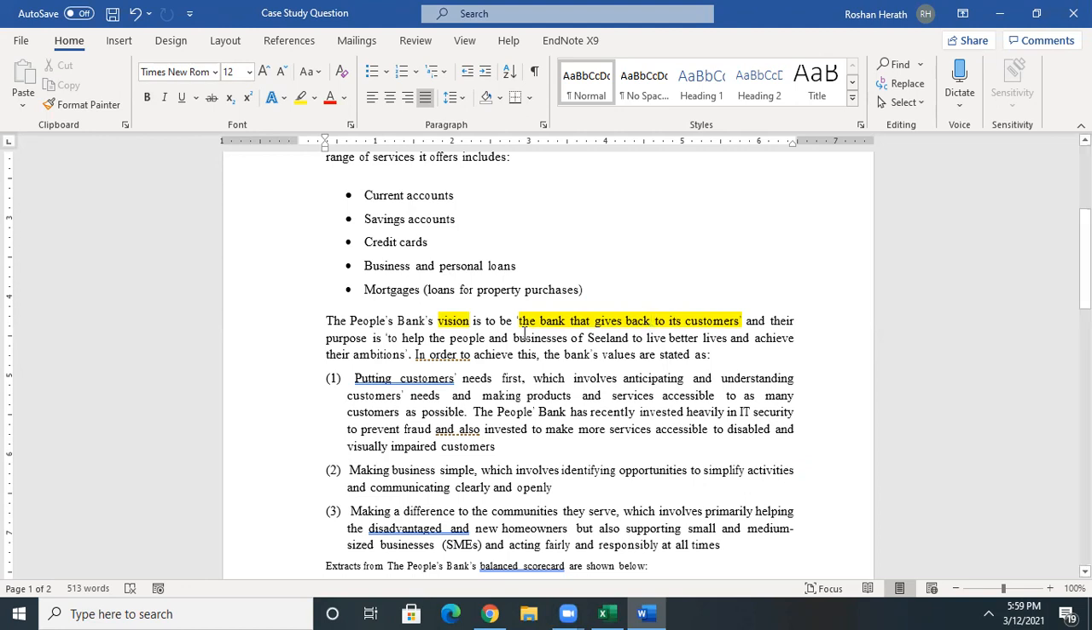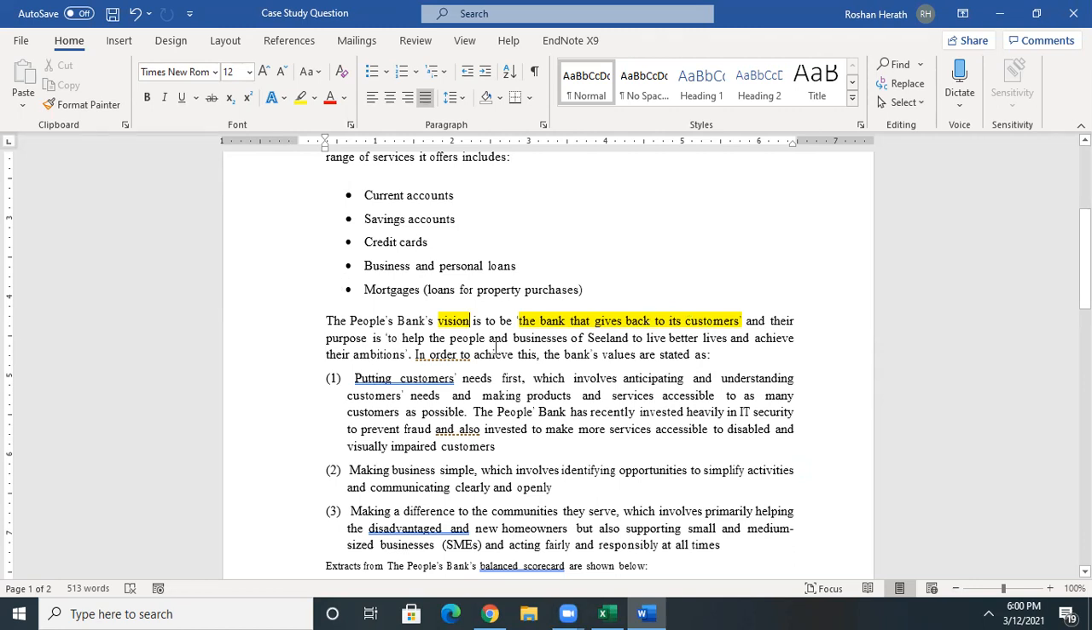So this bank is about the bank that gives back to its customers. So it's a kind of a social objective, isn't it? So they are more interested in putting or giving something back to the customers. It's not merely the profit making, isn't it? So it's about giving something back to the customers. Yes, in a way it's CSR as well, no? So it's not just the CSR, but even that's broader than that, giving value to the customers. Yes, putting something back to the customers.